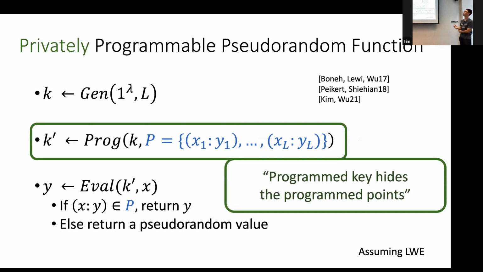And also, we need some privacy guarantee for this cryptographic object. Basically, we want your programmed key to hide the programmed points. In some sense, we program some points on the pseudo-random function, and we don't want the server to be able to tell which points have been programmed before. So we want to hide all those programmed points. That is the privacy property of the privately programmable pseudo-random function.